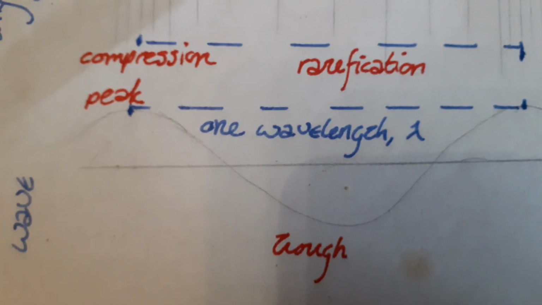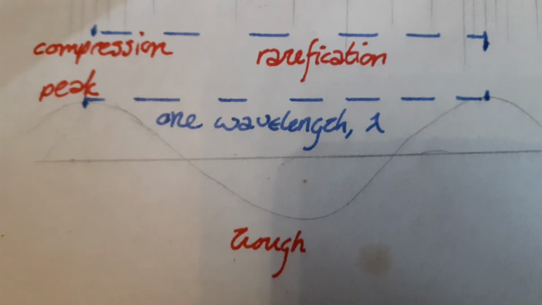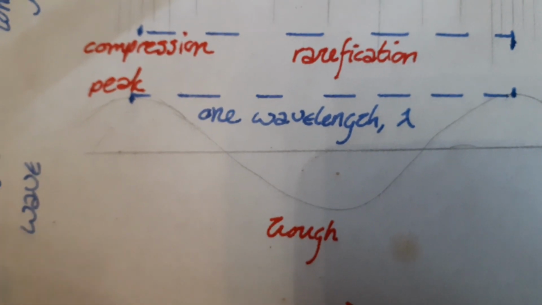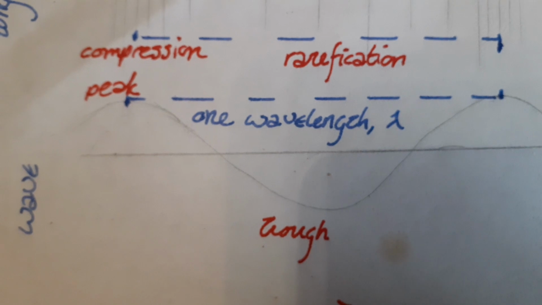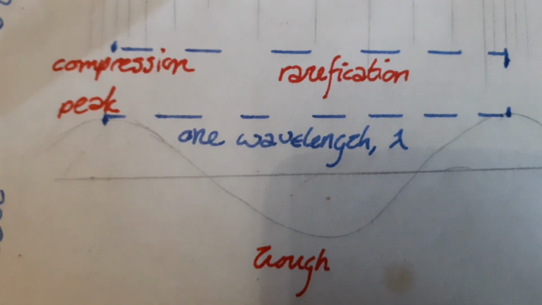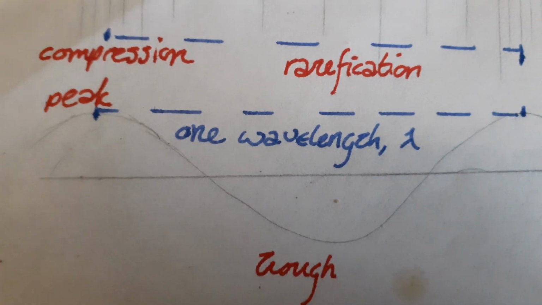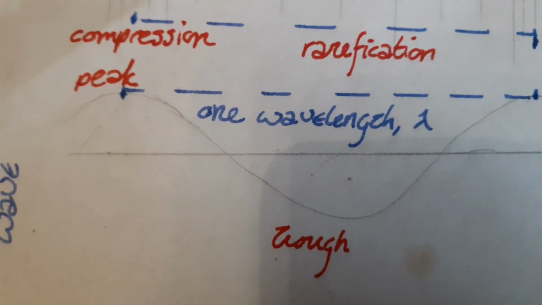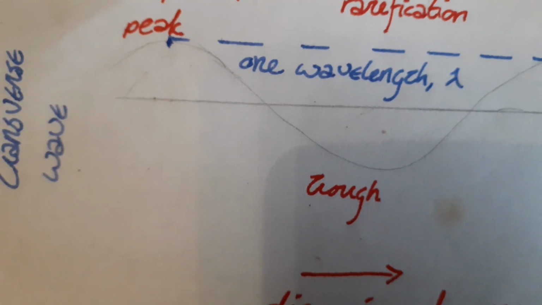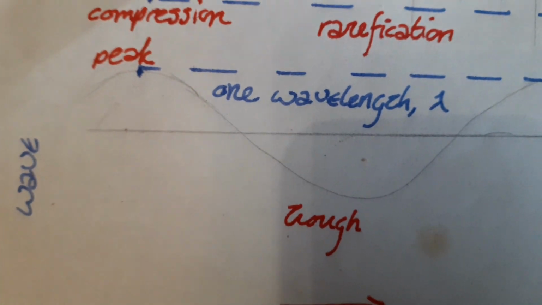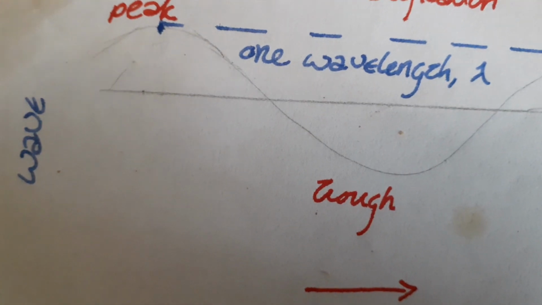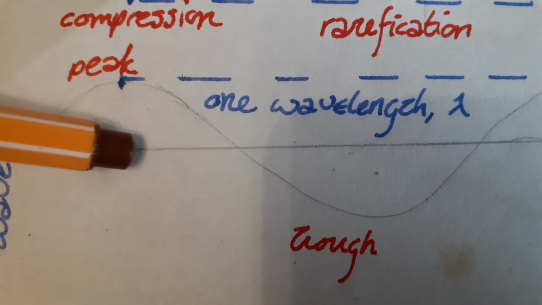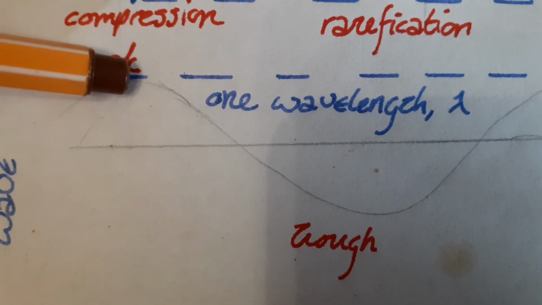The next thing you need to be able to do is label the wavelength, which, as I've said, is one peak to another, and also to label the amplitude. The amplitude is the energy the wave has. So how much energy does this wave have? It's the displacement of the wave from the resting position. You can see I've got a straight line there, which is the resting position. And the amplitude is from the resting position to the peak.